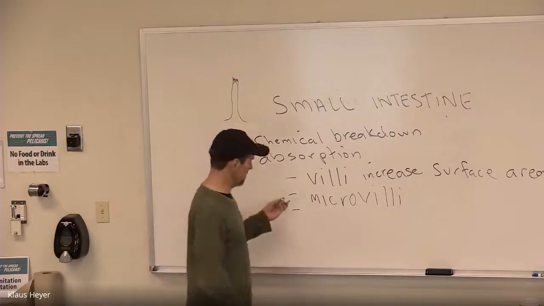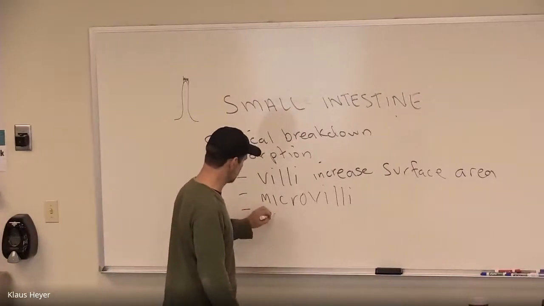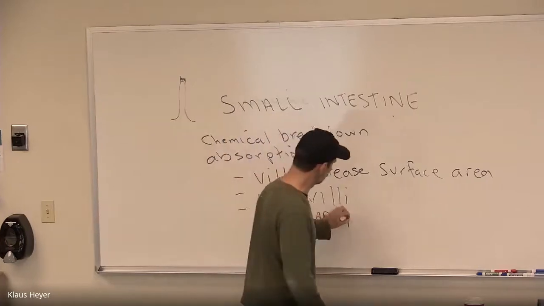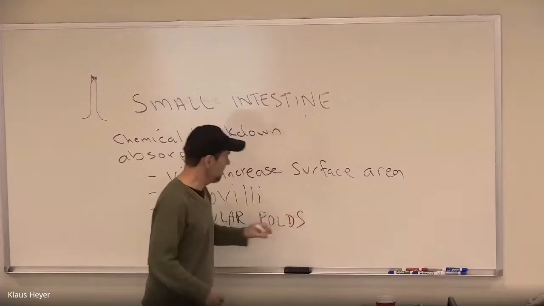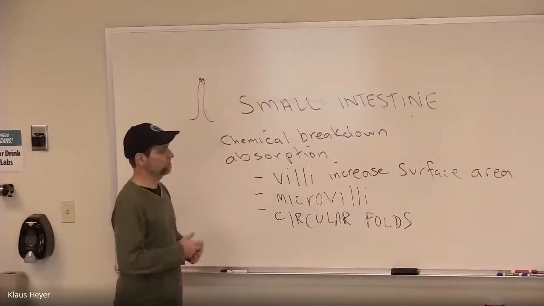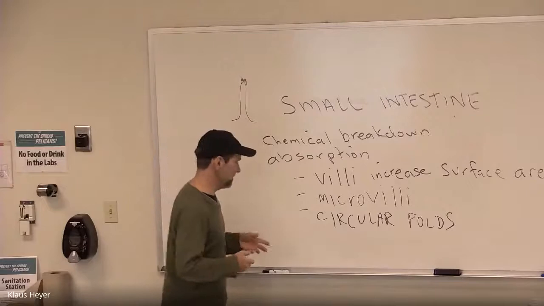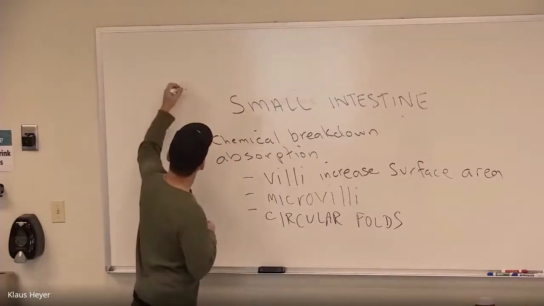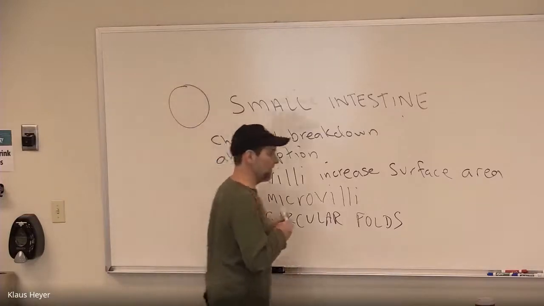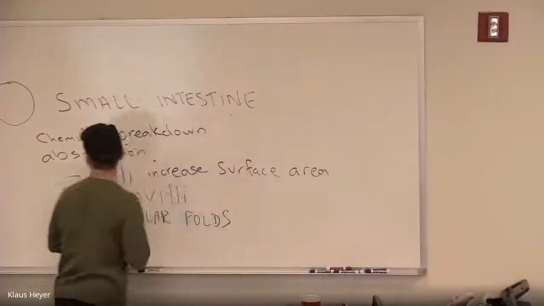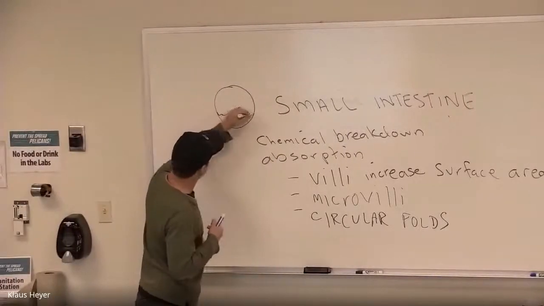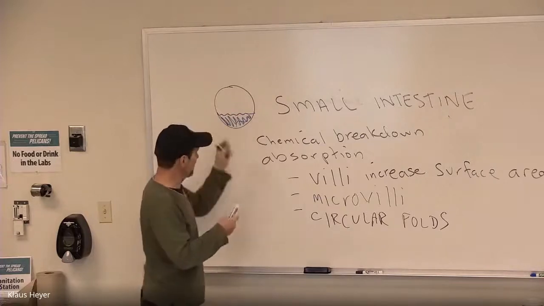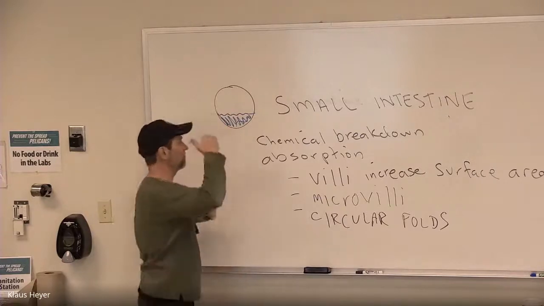The third one is called circular folds. So if we go back to this, think of a drain pipe. Here's a drain pipe, right? And then it's got water flowing through it, right? And so the water is down here at the bottom, right? So as I'm standing here, I've got this stuff.